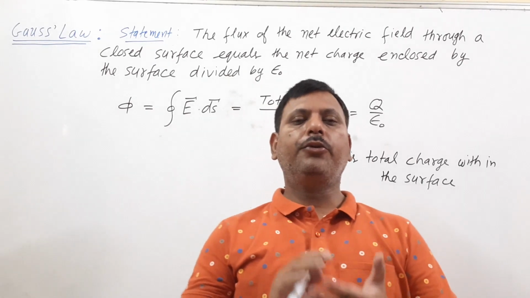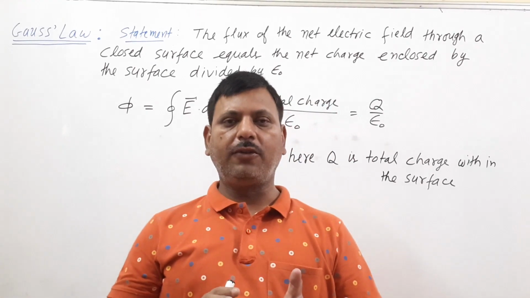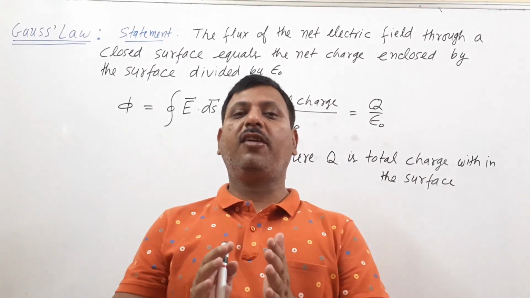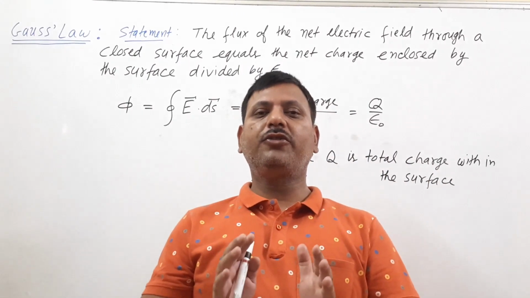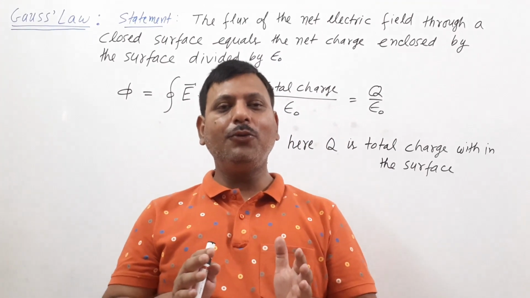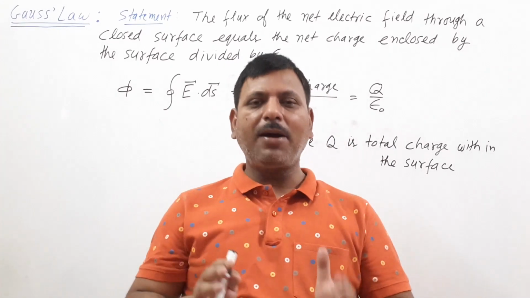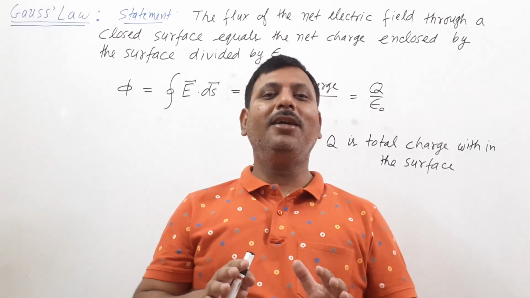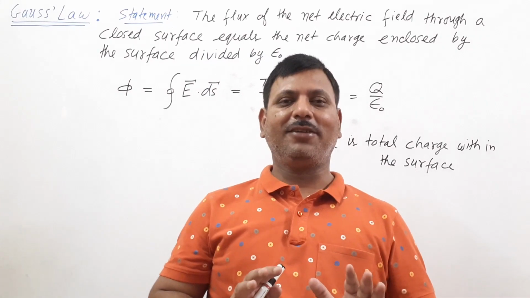Today we are going to discuss Gauss law. What is Gauss law? Total electric flux passing through a closed surface due to electric field is equal to 1 upon epsilon naught times total charge enclosed by that closed surface.